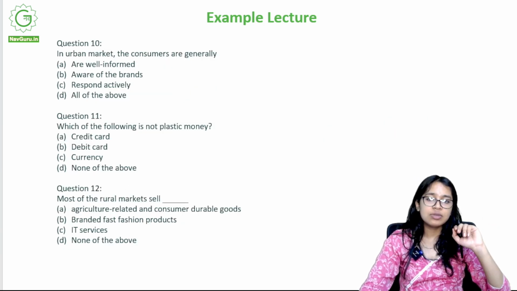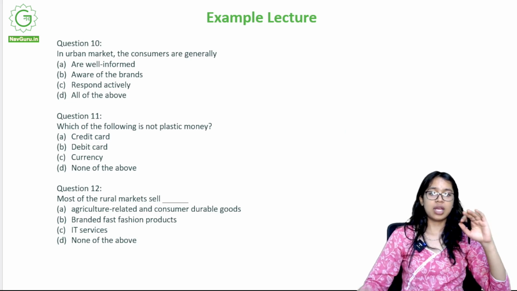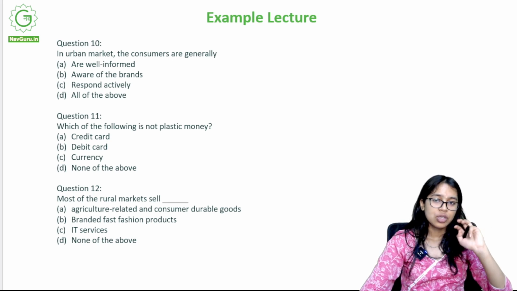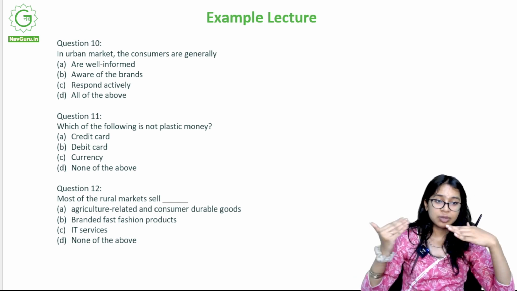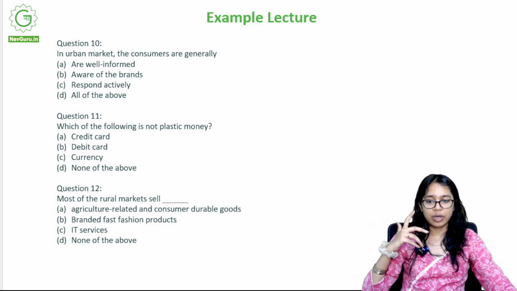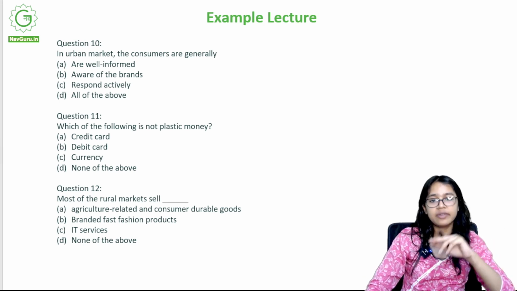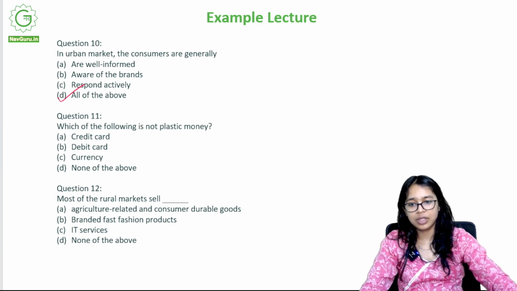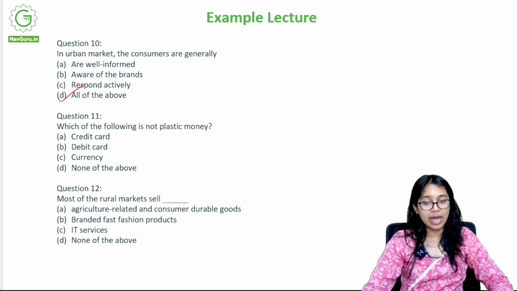In urban market, the consumers are generally, so what kinds of markets are there in the same category as urban market? There is one rural market, there is urban market, there is national market. So urban markets, what is the change that we come from rural to urban market? Are the consumers generally well informed? Are the consumers aware of the brands? Are the consumers actively responding? Yes. So the right answer is D, all of the above. So in an urban market, the consumers are generally well informed, aware of the brands, they respond actively.